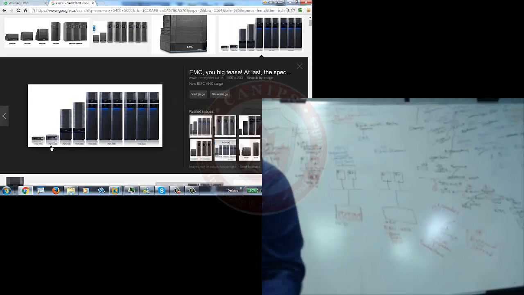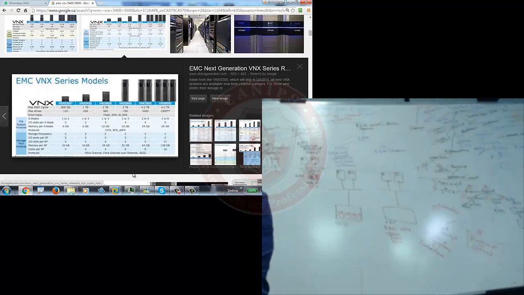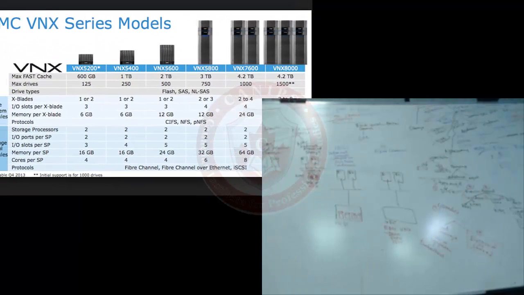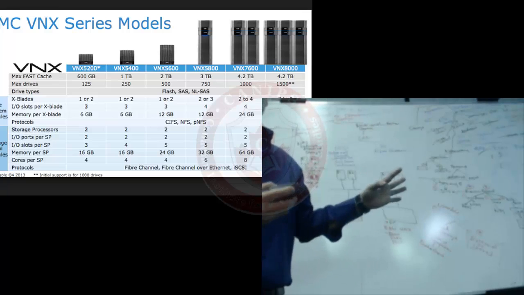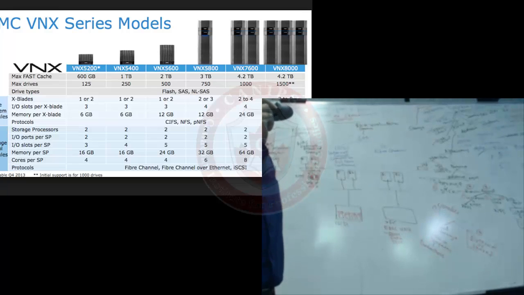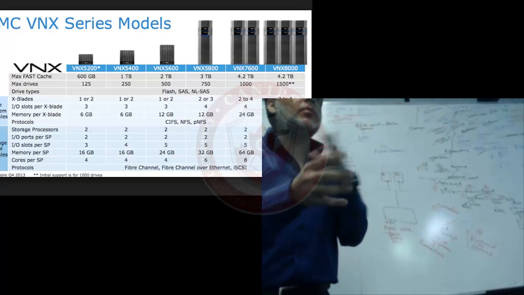Now, let's look at the comparison of these. You see the biggest difference: there is a speed difference, there are some feature differences, but the biggest difference is between 5200, 5400, 5600, 5800, and it's the difference of disks inside. First of all, here you can have a maximum of 125 drives, and this one can have a maximum of 250, then 500, then 750, then 1000, then 1500. So this is all about how many disks you can have in this device. The more disks you have, the more expensive it is.